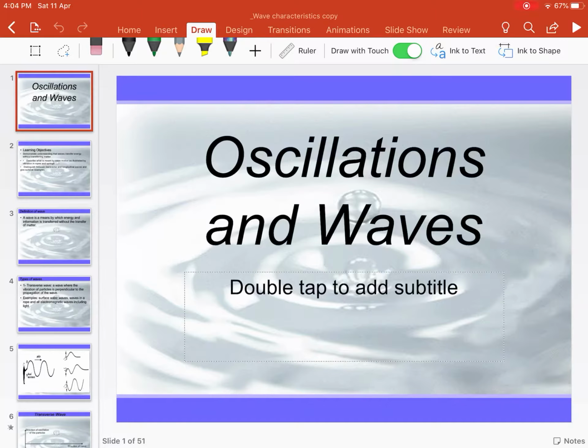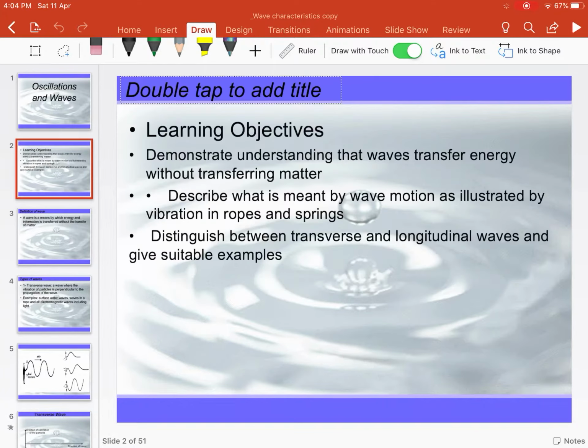So again, the topic is called waves and it includes all types of waves. We're going to talk about characteristics of waves. We'll be talking about light and sound and their behavior. So the objectives for this week are only to demonstrate understanding of what a wave is, how it transfers energy without the transfer of matter. And then you will also see how vibrations can happen in ropes, and then we'll distinguish between transverse and longitudinal waves. So, two types of waves we'll be talking about this week.